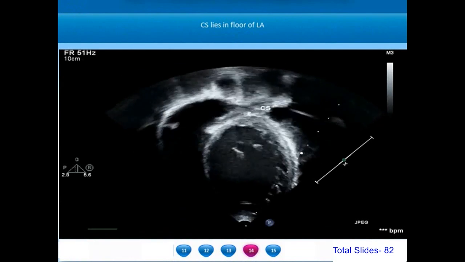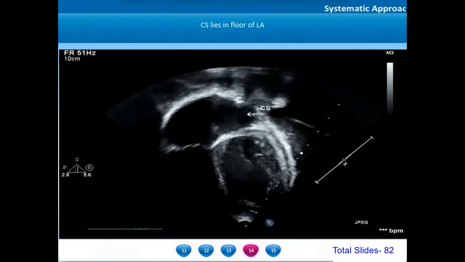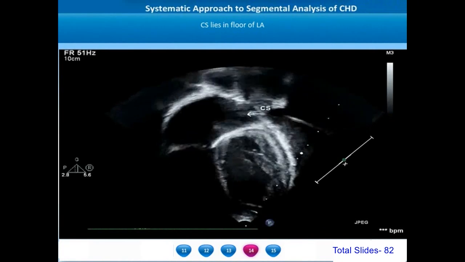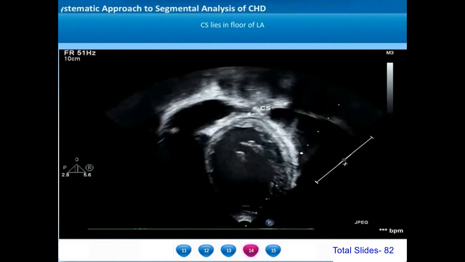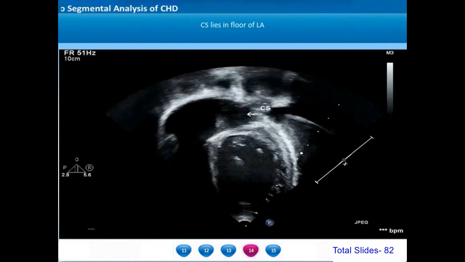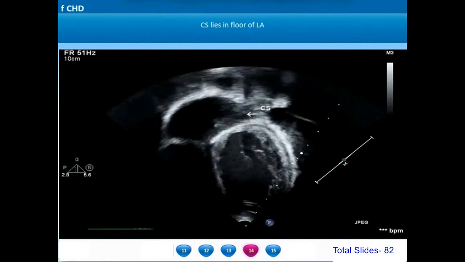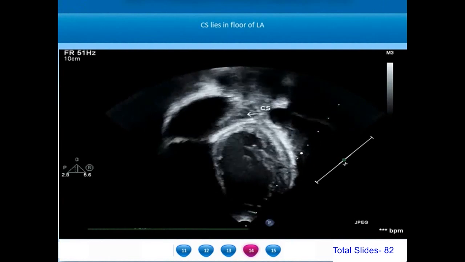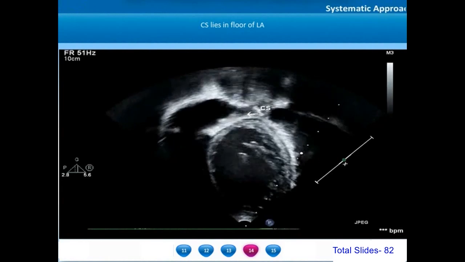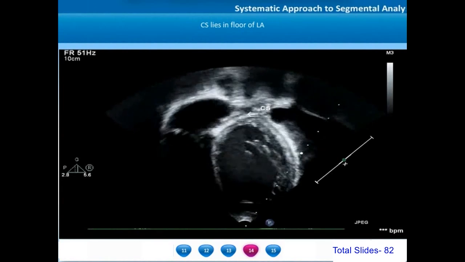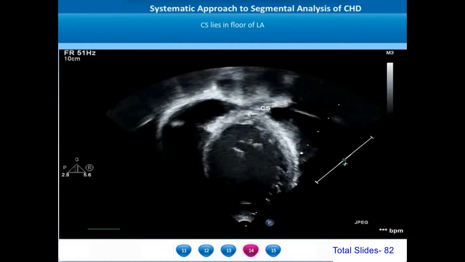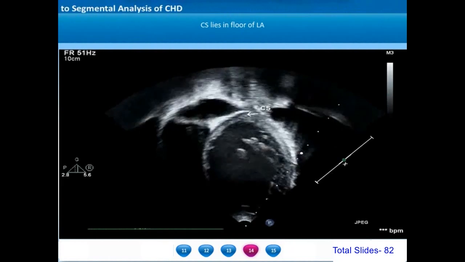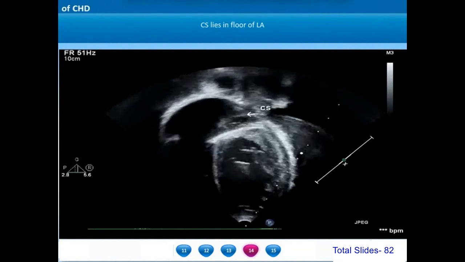Another useful parameter for identifying the morphology of the atria will be to look at the coronary sinus. In this apical 4-chamber view, when we make a posterior tilt, as the mitral valve apparatus disappears, on the posterior mitral annular groove, we can identify a parallel echolucency which represents the coronary sinus. The coronary sinus lies in the floor of the left atrium. So the position of the coronary sinus will indicate the position of the morphological left atrium.